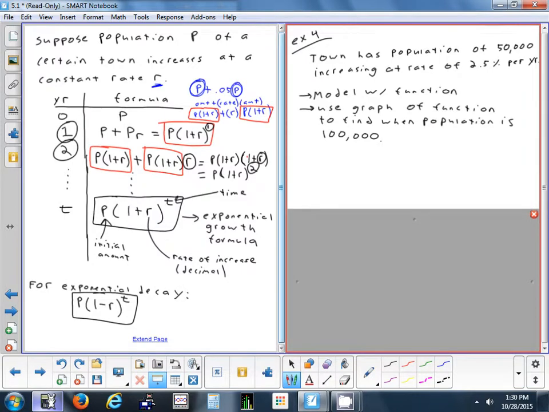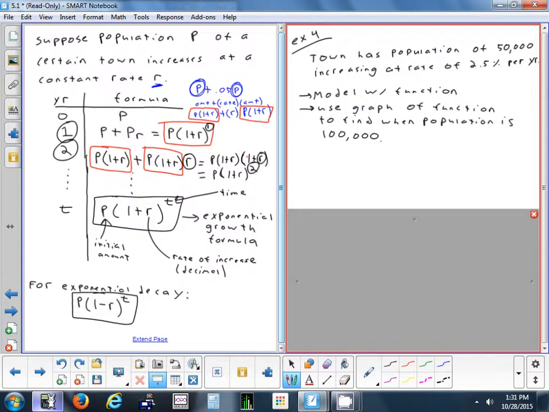All right, so we're going to look at an example where we have a town of 50,000 people. Population's going up at 2.5% per year. First, I want to model this with a function. And then basically I want to know when the population is going to double. How many years will it take to double?